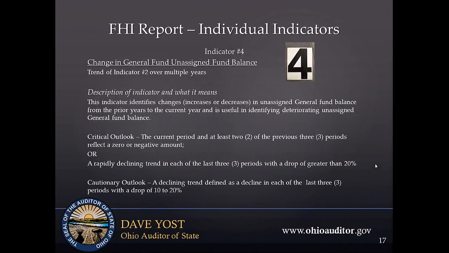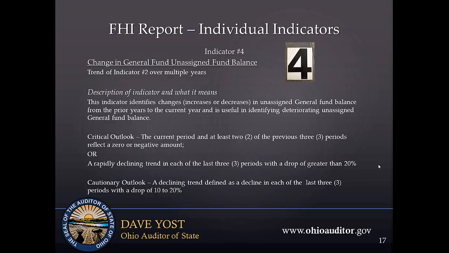For indicator 4, this is the trend for indicator 2, the change in general fund unassigned fund balance. Again, this indicator identifies changes in the unassigned general fund balance from prior years to the current year and is useful in identifying deteriorating unassigned general fund balance. A declining unassigned general fund balance can be a sign of fiscal stress. This indicator is important in identifying a trend of deteriorating unassigned general fund balance as well as how rapidly it's declining. For indicator 4, there are again 2 methods to receive a critical outlook.